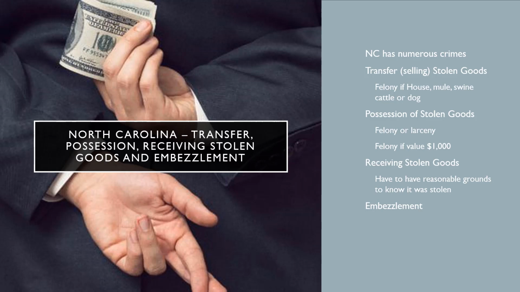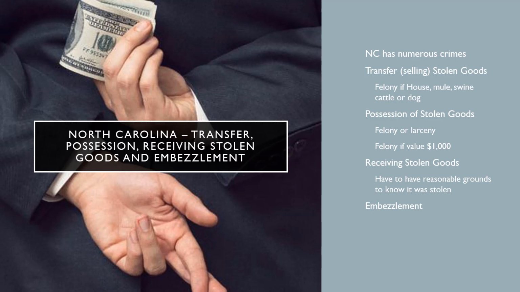Now, here's something interesting, kind of a quirk in North Carolina. It is a felony to sell stolen goods if it is over a certain value, or if it's a horse, a mule, a swine, a pig, a cattle, or a dog. (This should be horse, actually, not house, excuse me.) You notice that cat's not on that list.